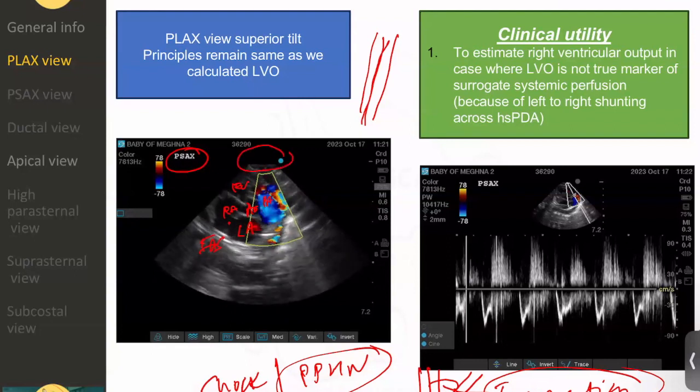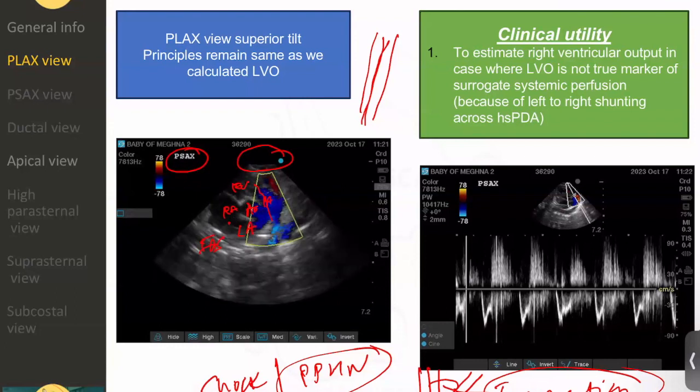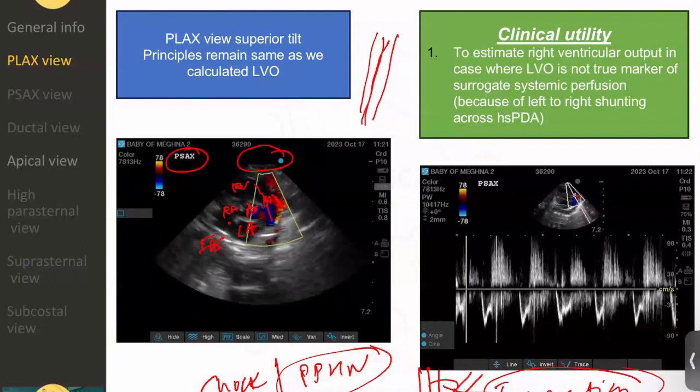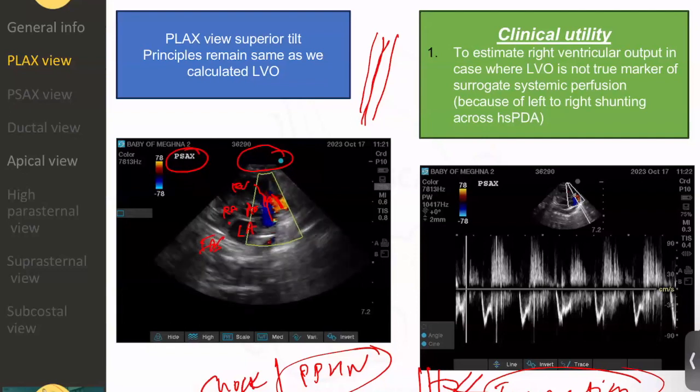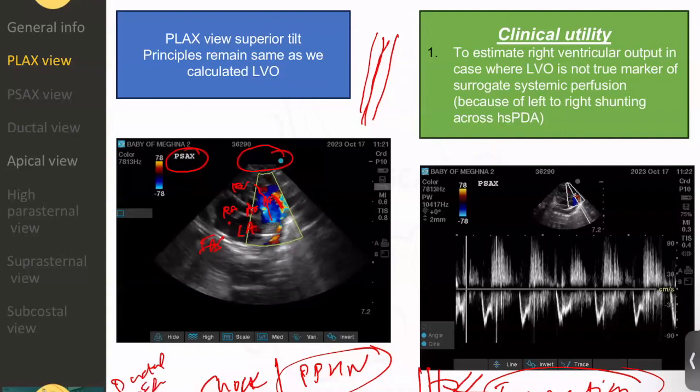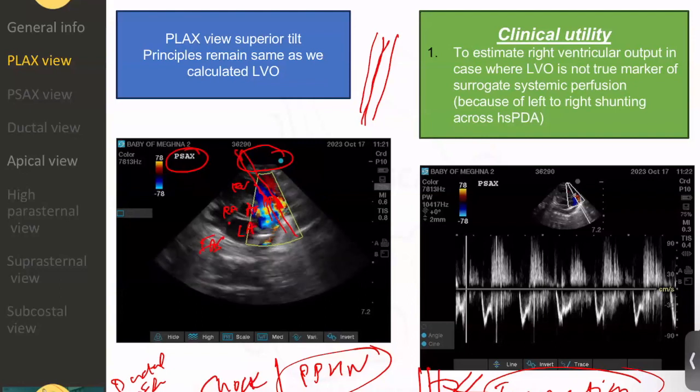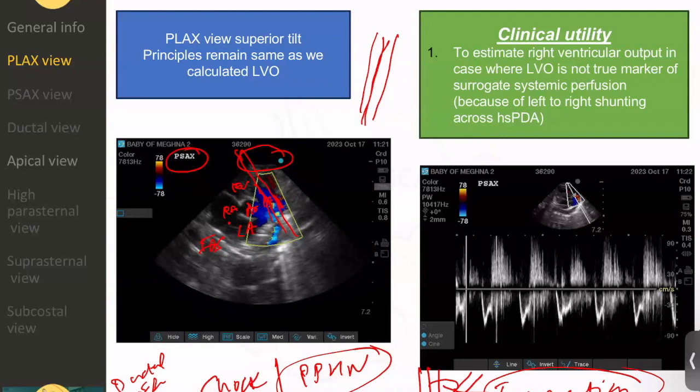Now your probe is here and the blood is flowing from the RA into the pulmonary artery. So which color is it? Blue, and it is reflected as blue. But you see something red coming here. I think all of you can see. What is this red coming here? This is the PDA, the ductal flow. If I put my pulse wave Doppler, this is almost parallel flow. So this is a very good view where we can estimate the right ventricular output.